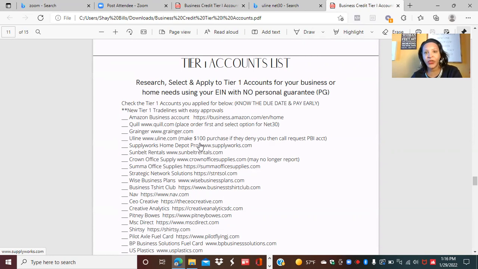You don't have to make a $100 purchase with all of these, but some of them you may have to, okay, to get them to start reporting for you. Some of them, all you need to do is purchase as little as $30. And that is the least amount I suggest you purchasing, because I know at that point, most of them do start reporting, okay? You have Supply Works, Home Depot Pro, you have Sunbelt Rentals, Crown Office Supply.